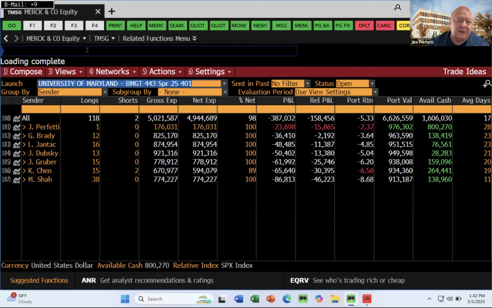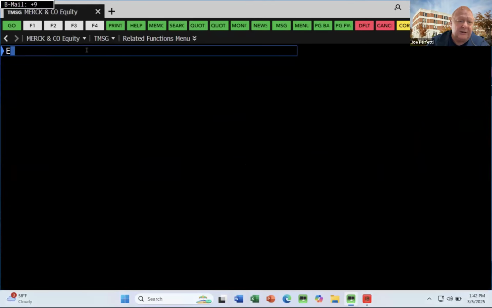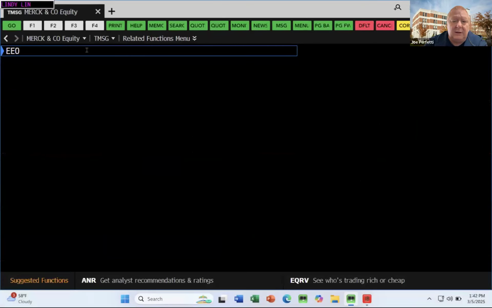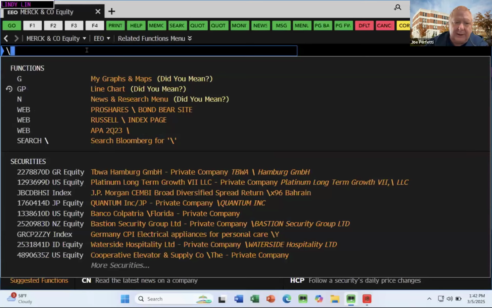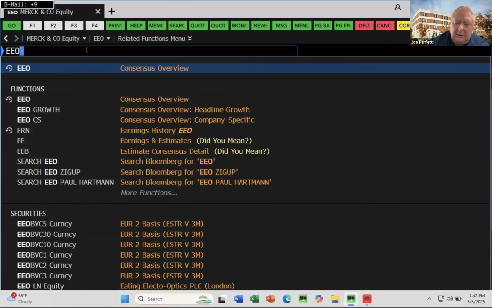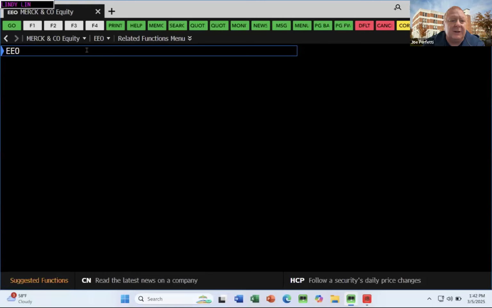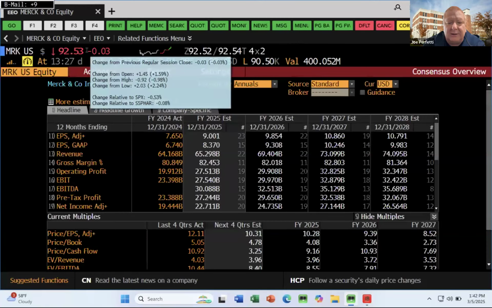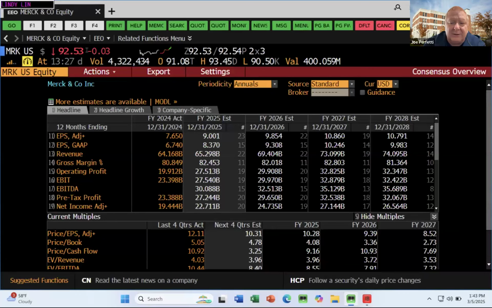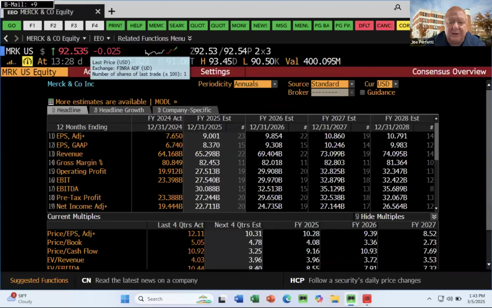But just to give you a sense of something, if you go to Merck's EEO, what he just said shows up in the numbers. If you look at Merck, and this is their next 4 years, they're growing from 64 to 74 billion, so they're kind of plugging along with some decent growth rates.